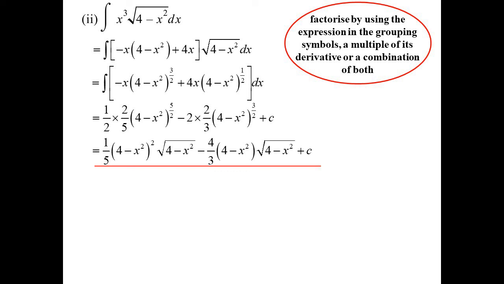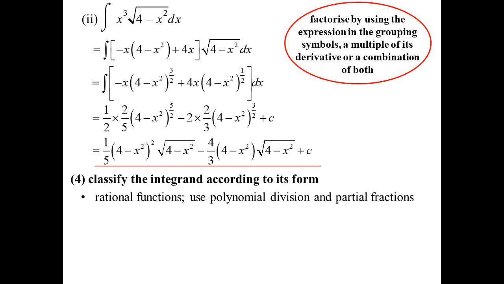Not always quick to spot those ones, but essentially you're trying to create a factor out the front, which is a factor of the derivative and or the function itself. That's what you're trying to use there. We classify the integrand according to its form. So if it's a rational function, then polynomial division, and we'll use the technique which we'll see later on in this topic of partial fractions.